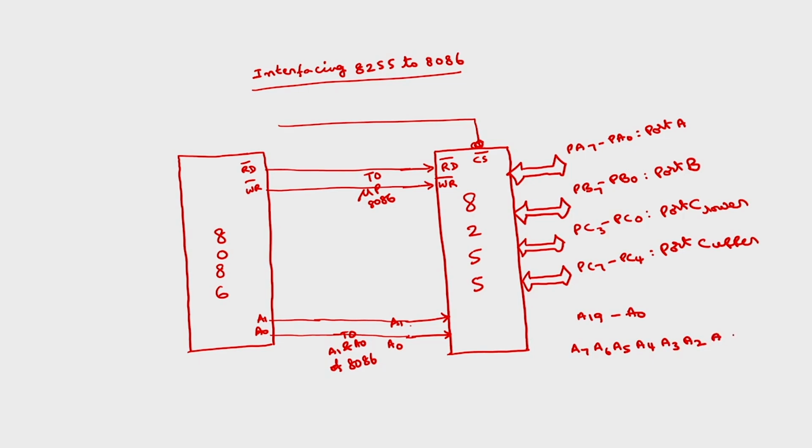Anyhow, we are going to connect A1, A0 to the A1, A0 of the 8255. As I have discussed, the function of A1 and A0 of 8255 is: 00 will select port A, 01 port B, 10 port C, 11 control word register. This is the selection.